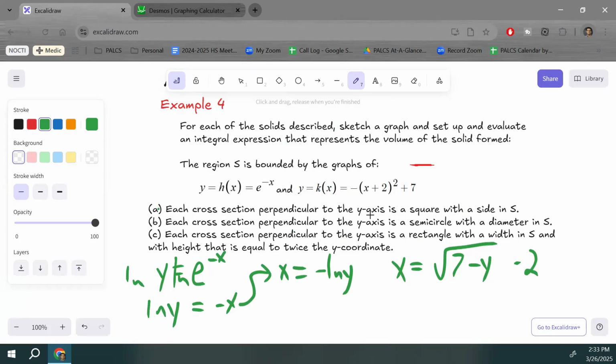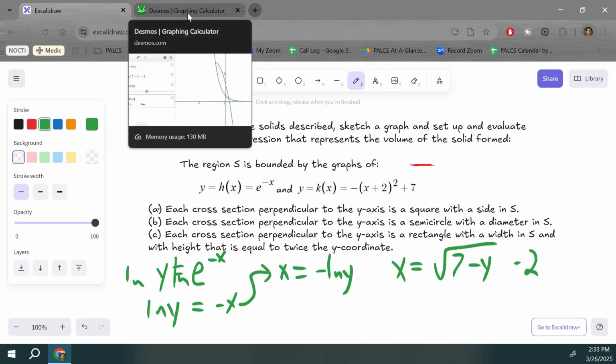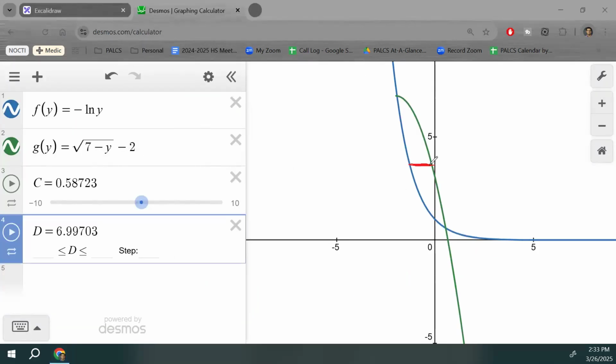Each cross-section perpendicular to the y-axis is a square inside with a side in S. We have our perpendicular to the y-axis slice. Square is going to be like this. So it's going to be right minus left. So on the right is the parabola, which is g of y. So g of y minus f of y, squared, because the area formula is a square.